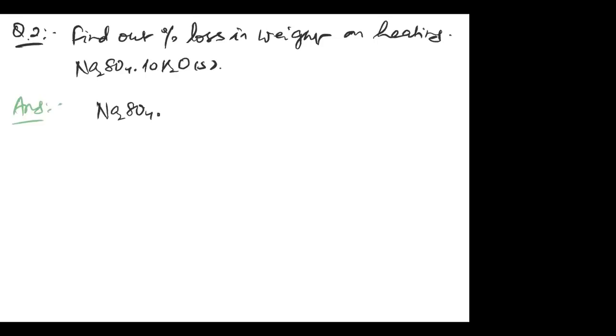As far as the answer is concerned, on heating Na2SO4.10H2O solid, you should know this common reaction. Delta is the symbol of heat, and on heating this hydrated salt, you will get the anhydrous salt and, let's say, 10H2O vapor.